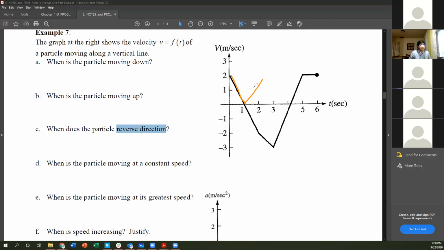So the only time that happens is when it crosses the x-axis. So when does it reverse direction? I think it's pretty obvious, at 1 and then at 4 point whatever number that is. Okay.